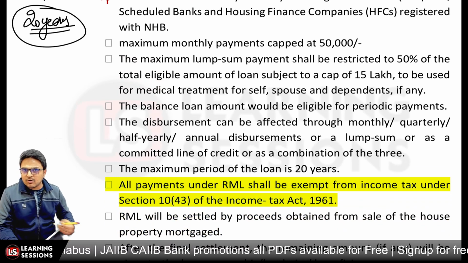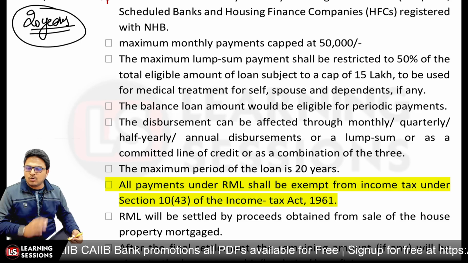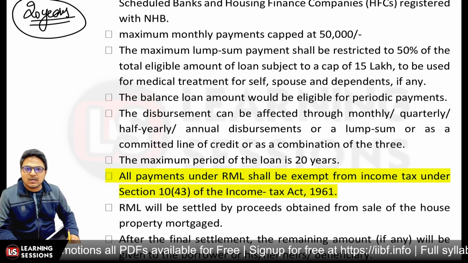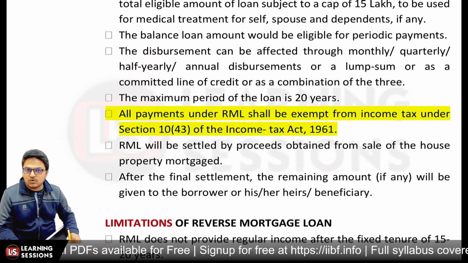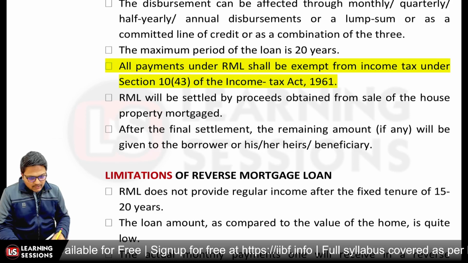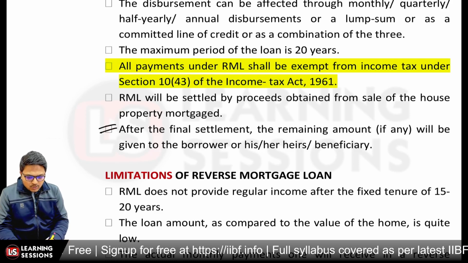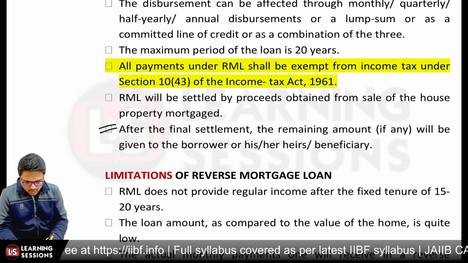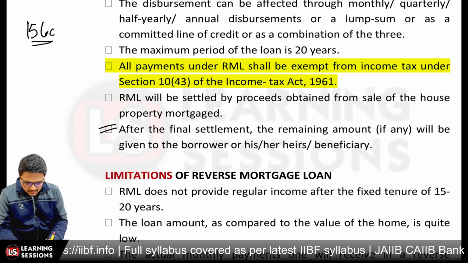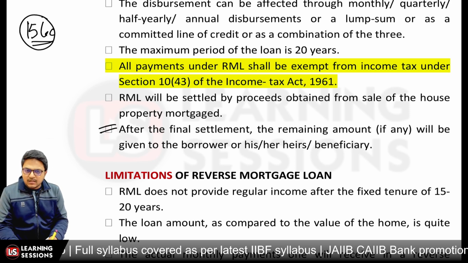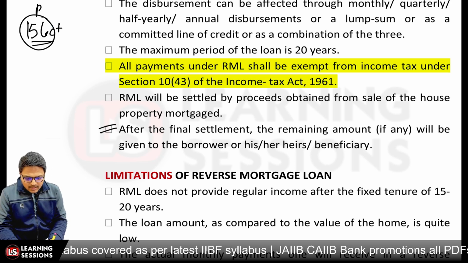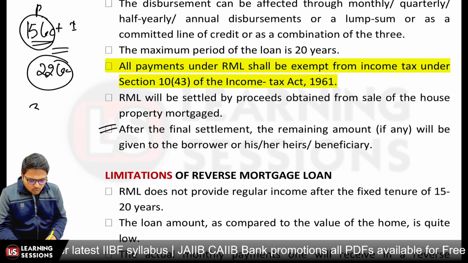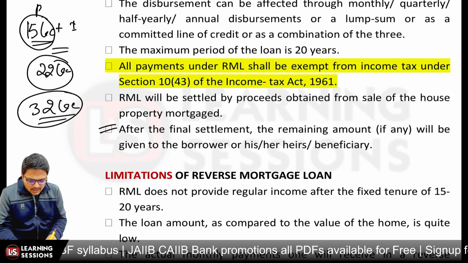It's not the case that whatever amount you are receiving, you have to pay income tax on the same. No taxes are to be paid on that amount, and the RML will be settled through the proceeds obtained from the selling of the house. And as I told you, if there is any surplus amount left, let's say you took a total loan of rupees 15 lakh, and the principal plus total interest amounted to rupees 22 lakh, and your property was sold for 32 lakh. So there is an extra 10 lakh rupees.